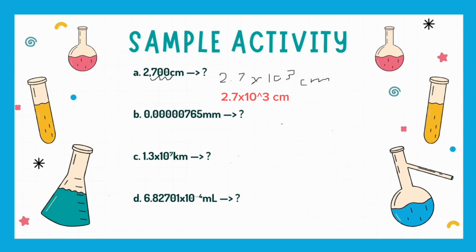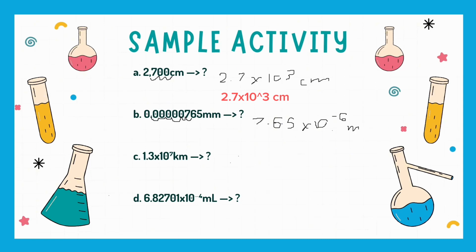For letter B, we have 0.0000765 millimeters. So for this one, we will be starting from the decimal point, moving from left to right. Starting from here, 1, 2, 3, 4, 5, 6. So we move 6 decimal places to the right. So the answer would be 7.65 times 10 raised to negative 6.